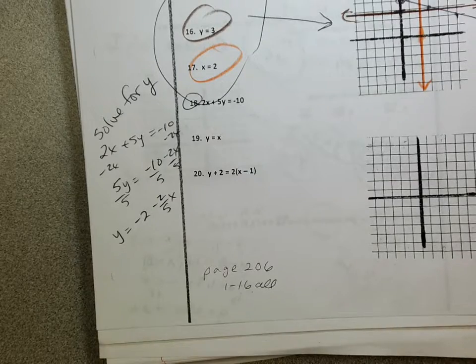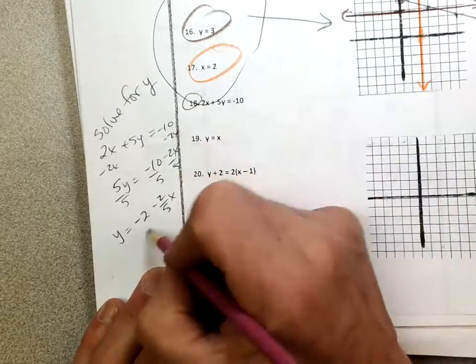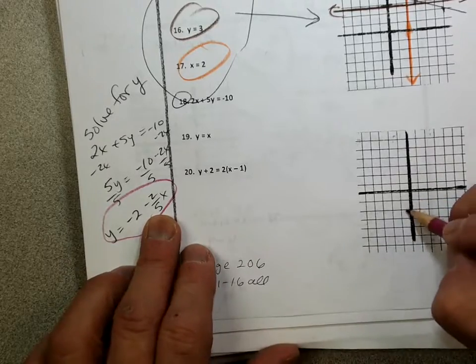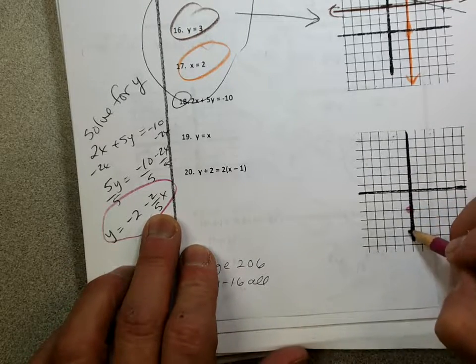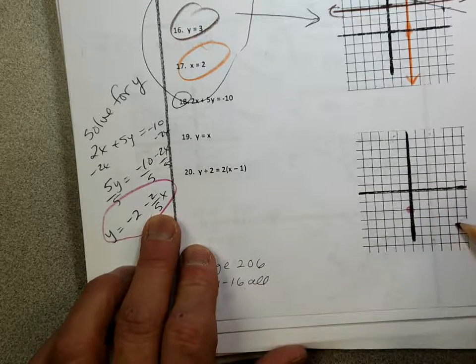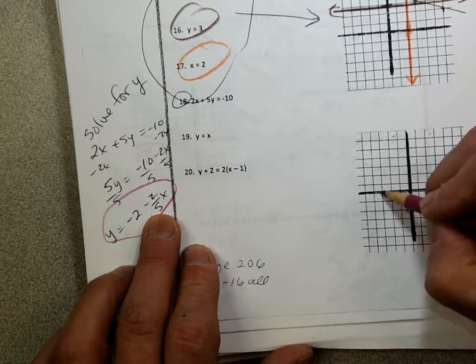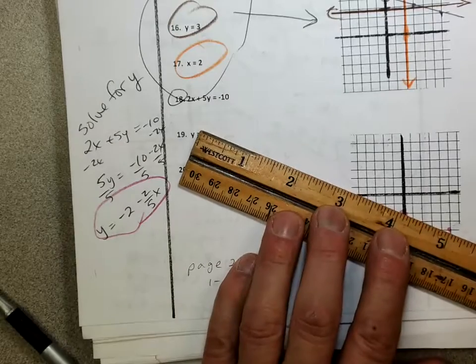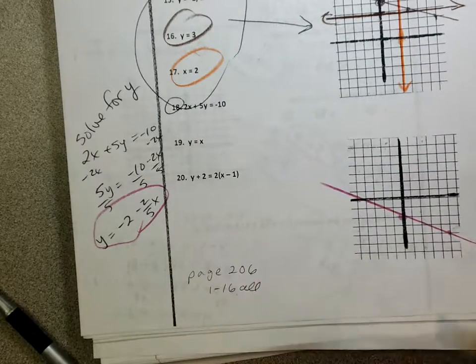Let's see, I'll do this one in, I don't know, what do you call this one? Magenta. That's what they call it. Let's put it in magenta. So start at negative 2 on the y-axis, right? Down 2 over 1, 2, 3, 4, 5. Graph that one in, okay? There you go.